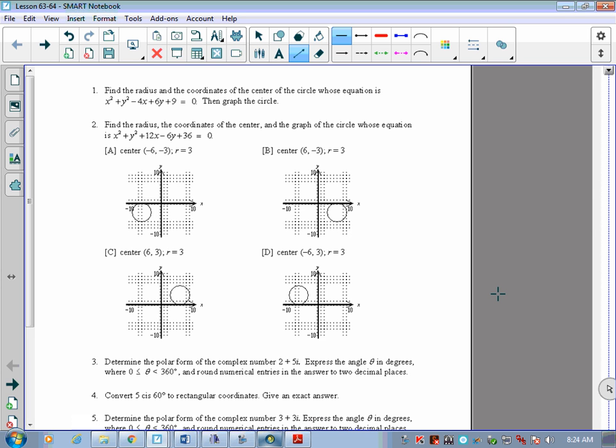This first part, if you go over to lesson 63, is going to be equations of a circle, which we should already know. We should already know what the equation of a circle looks like, right? That's (x minus h) squared plus (y minus k) squared equals r squared. Yes? Okay, so they're going to give us a different form of the equation.